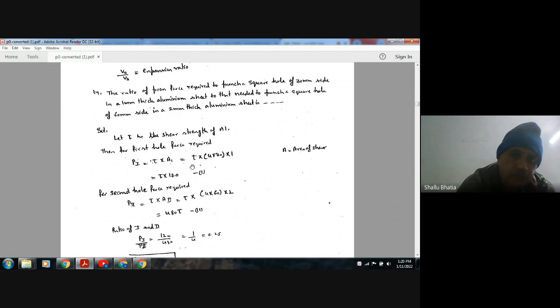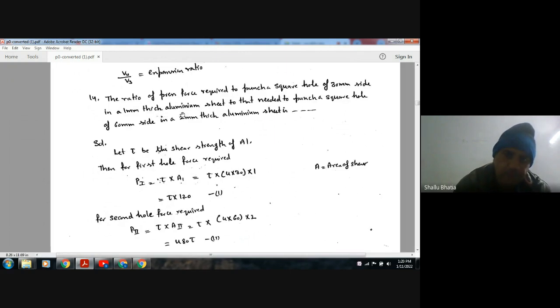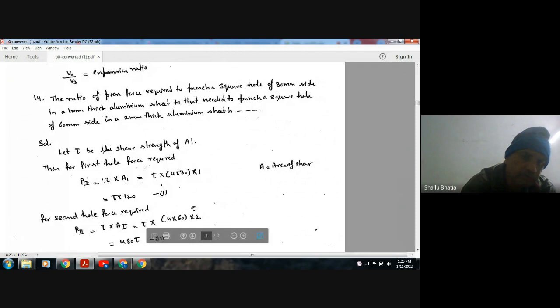Okay, so this is the punching force. P1 is the punching force, and punching force is equal to shear stress into area. Okay, so P1 is equal to tau into 120. This is the first case. In the second case, the hole side is 60 mm and thickness is 2 mm. Okay, so the area will be 4 into 60 into 2.